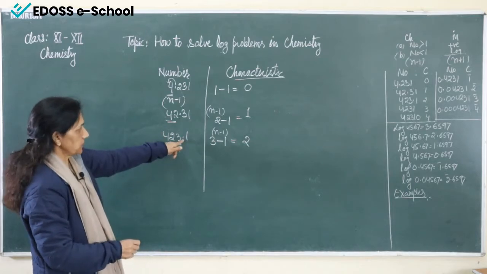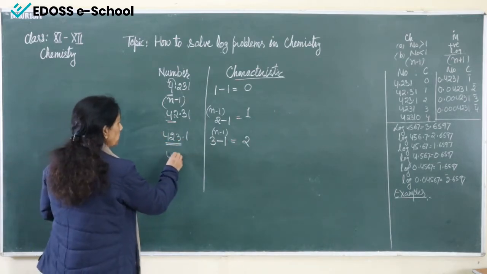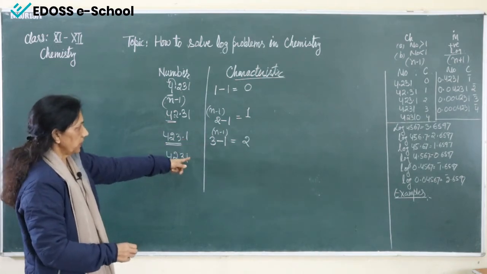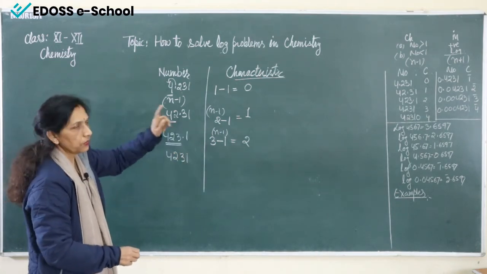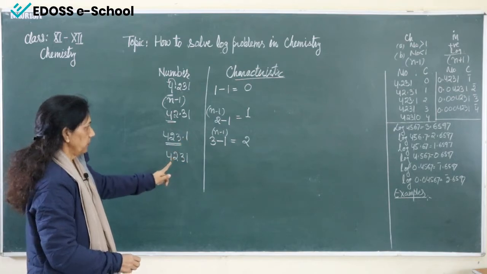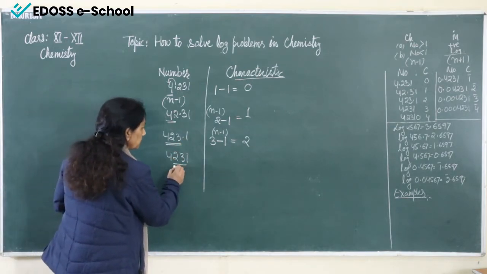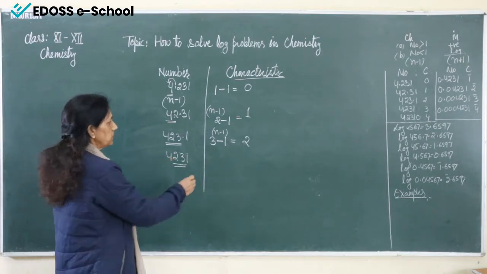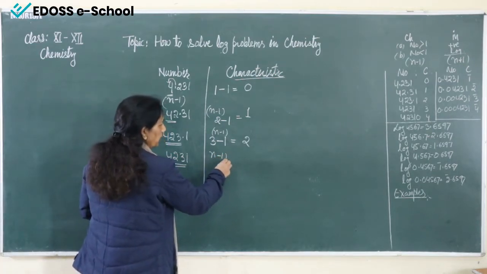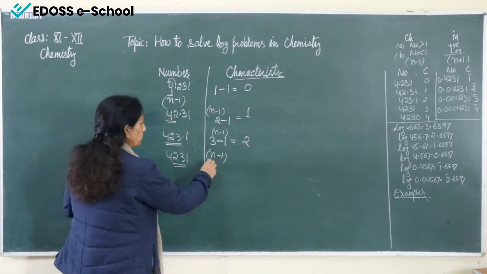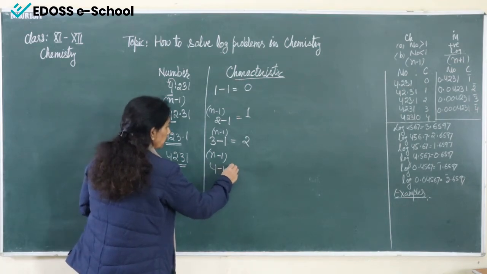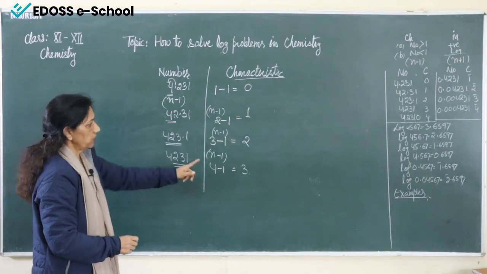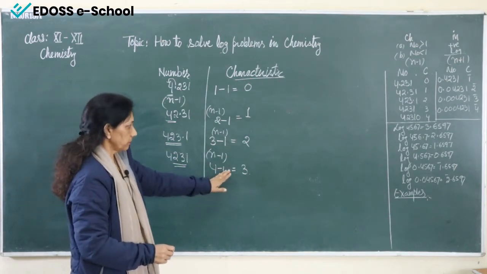So the characteristic of this number will be 2. Now if the same decimal, see here, this is same number 4231, decimal shifts one more side. Now we can see here the n are 1, 2, 3 and 4. That means if we apply the rule n minus 1, this will be 4 minus 1, that means 3. So the characteristic of this number will be 3.